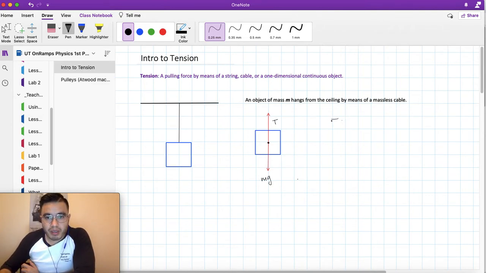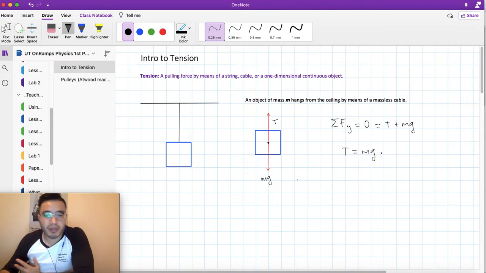So let's sum the forces. There's nothing going on along the x, so we'll just worry about the y direction. No movement, so we have 0 is equal to T plus mg. That's the tension plus the weight of the object. The only way our equation will hold true is if the tension is equal to the weight, because it's just hanging there. And that's it. Pretty simple. If we knew the mass of the object, it would be very simple for us to calculate the tension. All we do is multiply mass times acceleration due to gravity, and that's it.